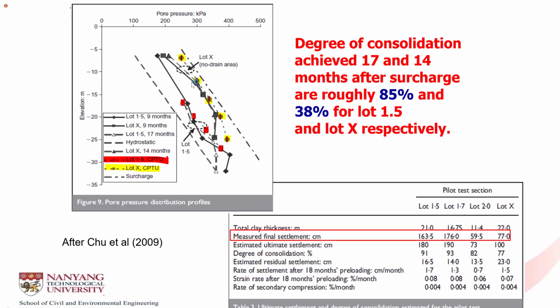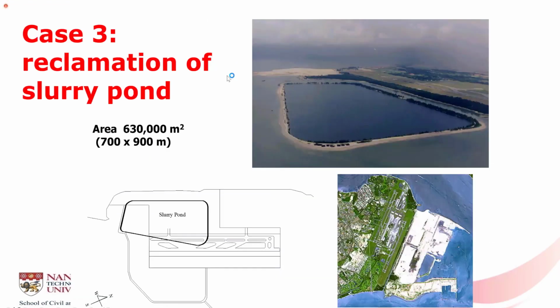The CPT is actually given in yellow. The piezometer is given in the triangle. You can see the triangle and the yellow dots are rather consistent. So in other words, the pore pressure distribution is verified.